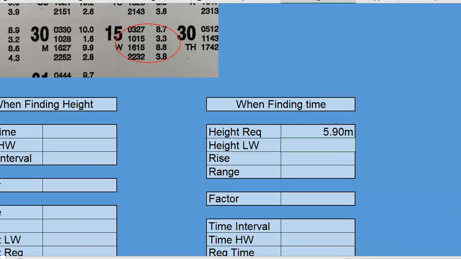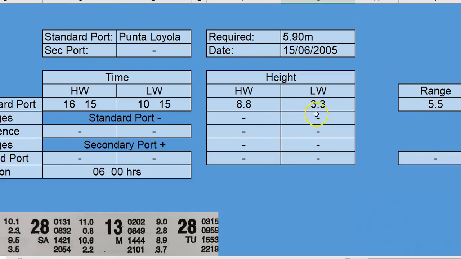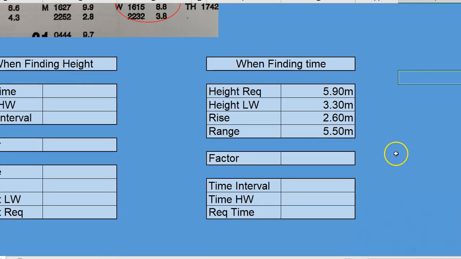Now we know that at low water the height was 3.3, which means we actually need a total rise from 3.3 to 5.9. We need a total rise of 2.6 meters in the tide before we get to what we want. The total range of the tide we calculated up here was between low water and high water, which goes all the way up to 8.8. So the range there was 5.5. Out of the total 5.5 meter range, we essentially need 2.6 out of the 5.5.